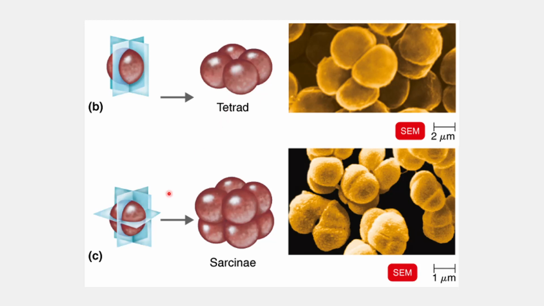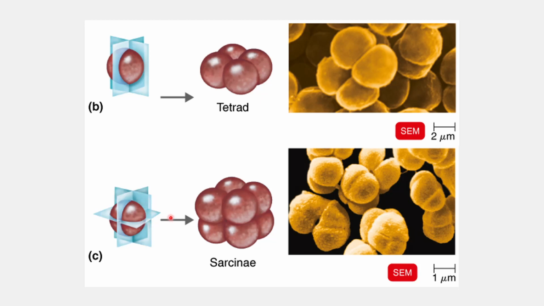You can also get a sarcinae arrangement, which is kind of like a double-decker tetrad. Instead of a cluster of 4, it's a cluster of 8 that are stacked on top of each other. So there are two planes of division, one in the horizontal direction and one in the vertical direction.